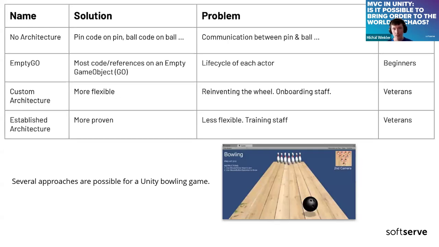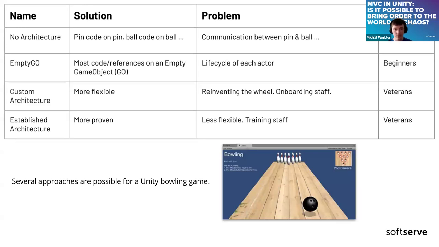Starting from the top, it's more of what feels natural to a beginning developer. I call this the no architecture approach. And the flavor you see in Unity is when you put code local to the 3D object it relates to. So you'd put bowling ball code on the bowling ball, you'd put pin code on the pin. When learning Unity, this feels like a natural way to do it.